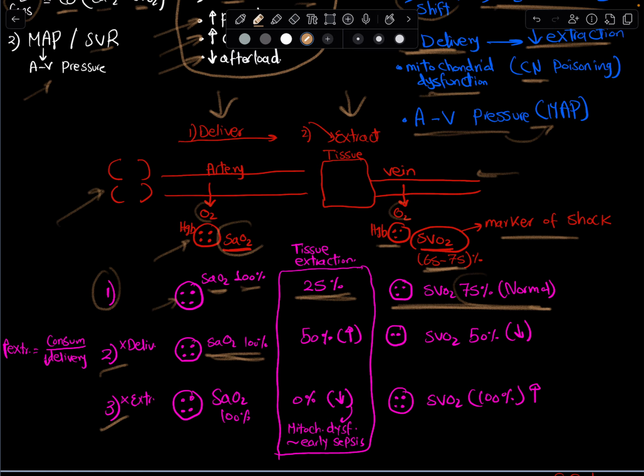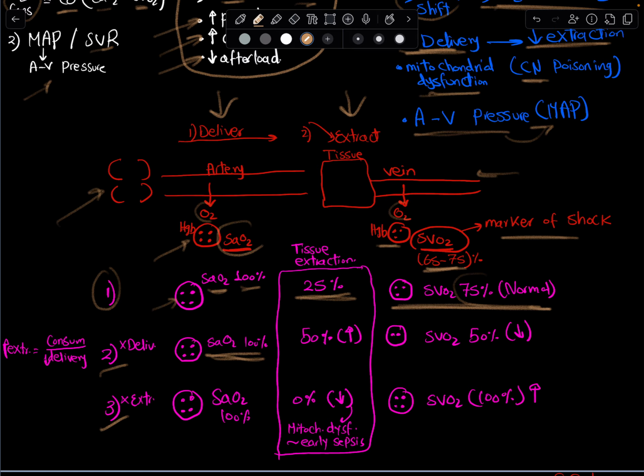So instead of the tissue extracting 25%, now it extracted 50%. Remember, to increase the extraction, you decrease the delivery, right? So in this example, number two, that means there is a delivery issue. That's why there is higher tissue extraction. That's why you have lower SvO2. And we'll talk about the delivery kinds of shock later.